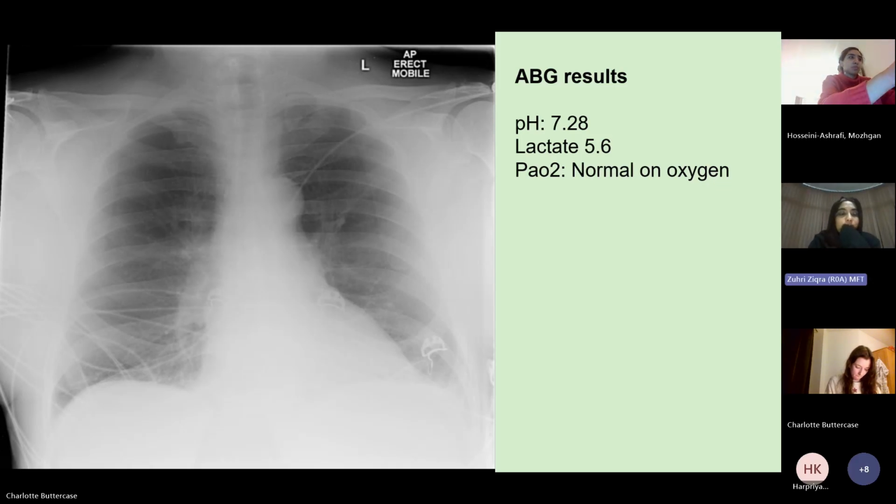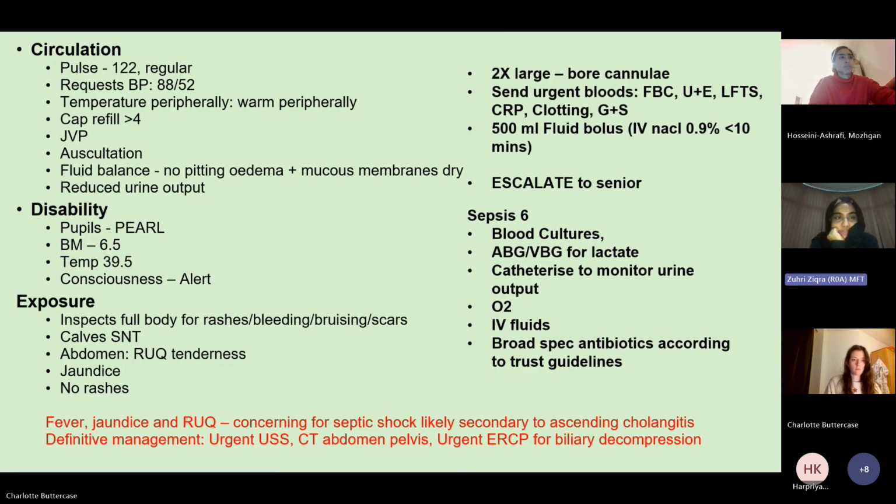So if we move on to circulation, let's see what the rest are. So if we do a full examination, pulse is 122, again, blood pressure is on the low side, cap refill prolonged, fluid balance is fine. They do have a reduced urine output. Anything people would do here? Same thing, blood pressure is quite low, isn't it? Get your cannulas in, fluid resus, perfect.